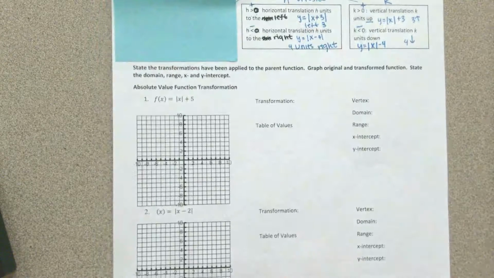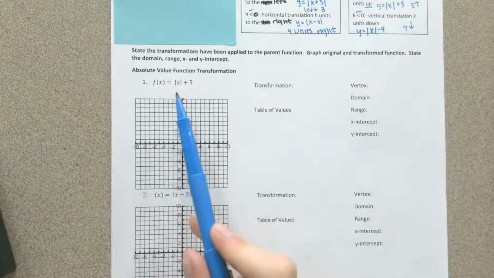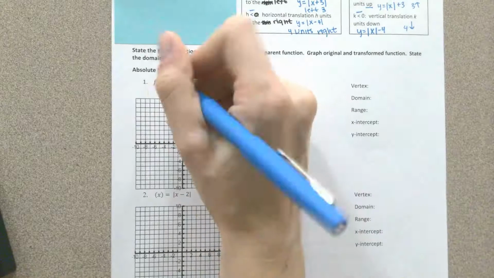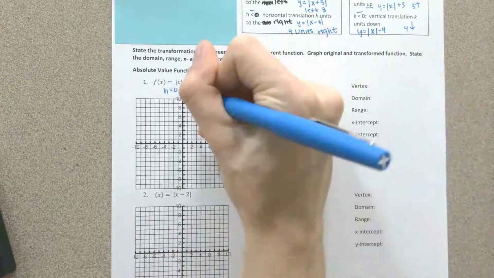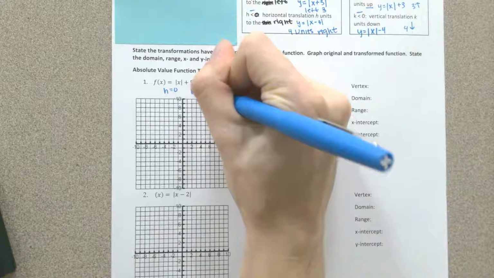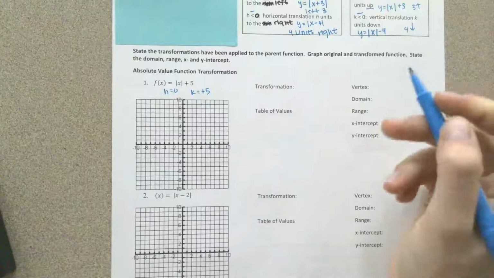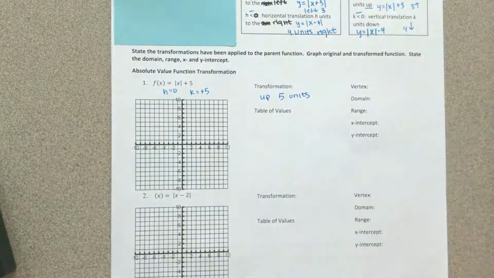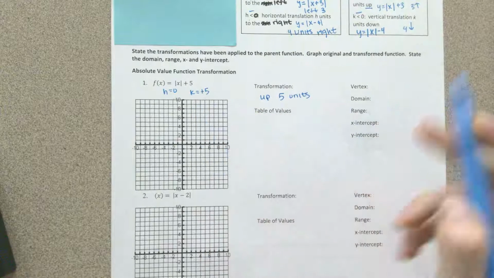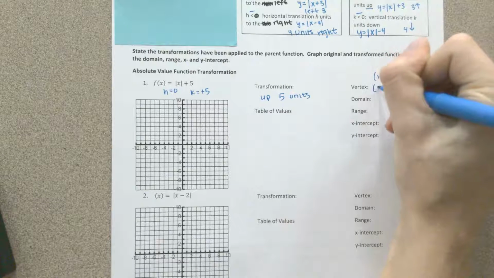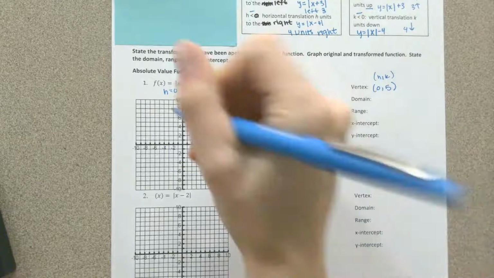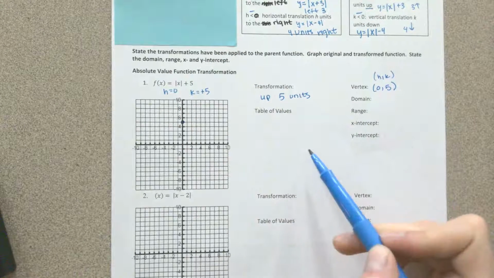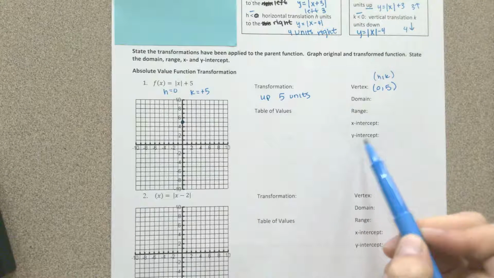Okay, so looking at this first example here, we have the absolute value of x plus 5. So we have nothing on the inside with x, so h is 0, we have no h. We have k on the outside, that is a positive 5. So our transformation is going to be moving up 5 units. Okay, and our vertex is going to be our h comma k. So our vertex is going to be 0 comma 5. So we can go ahead and plot that even. And I would do the table of values next and then work with this.